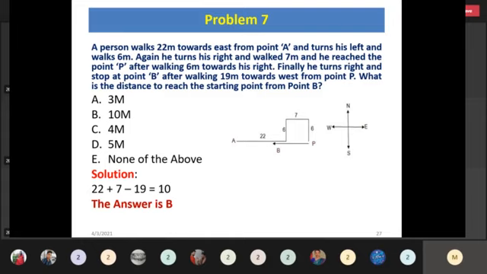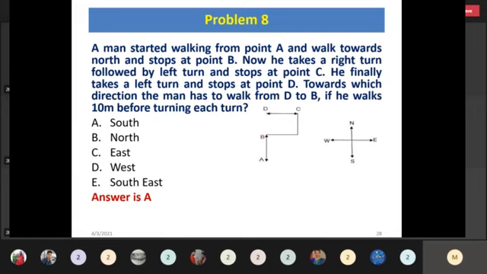22 plus 7 minus 19 is equal to 10. So why is this 19? Because we have to subtract the distance between B and P actually. So we have to sum all of them, then subtract 19, so that we get the answer. The distance to reach the starting point from point B is 10 meters. So the answer is B.